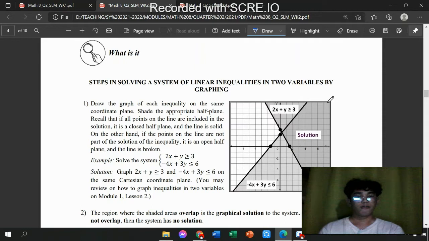So naa tay steps in solving a system of linear inequalities in two variables by graphing. Makakita mo sa atong graph nga naay gi-shade-an, naay overlap nga shade, naay mga lines, naay mga points. So gikan sa mana. Let's go to step number 1.